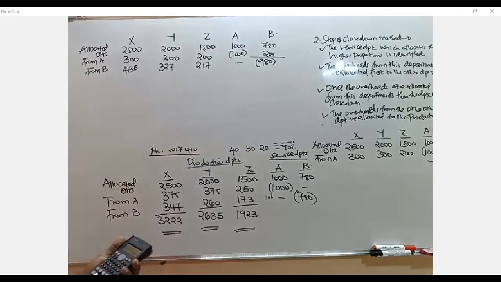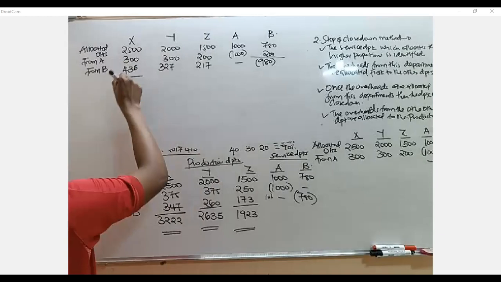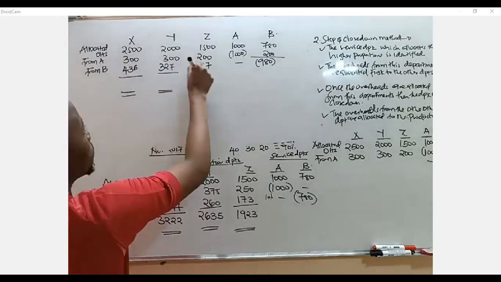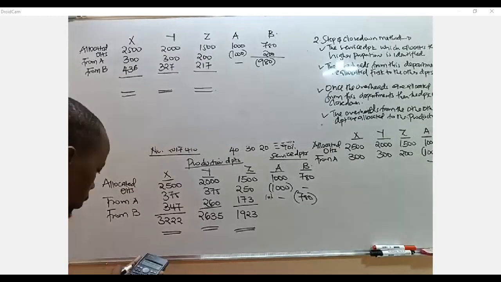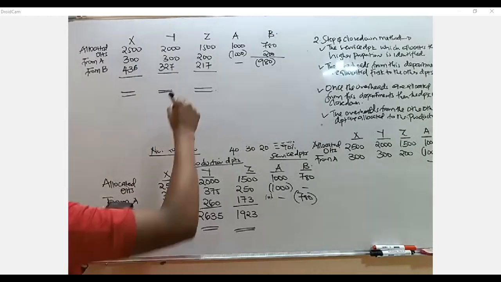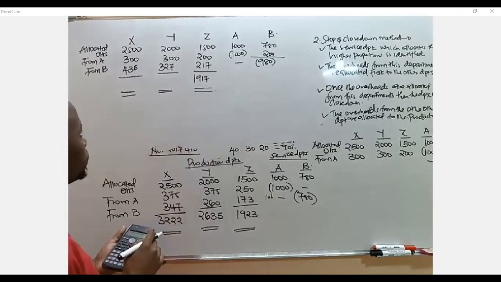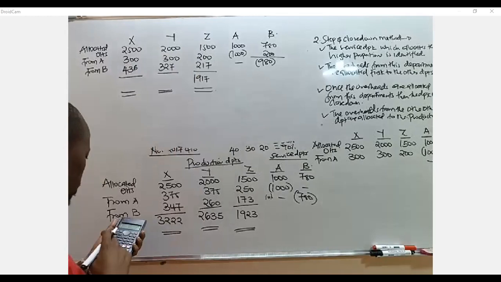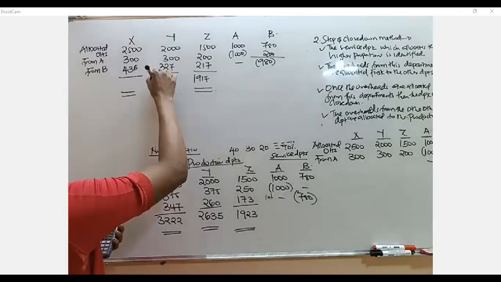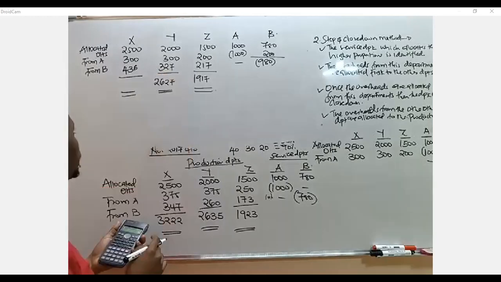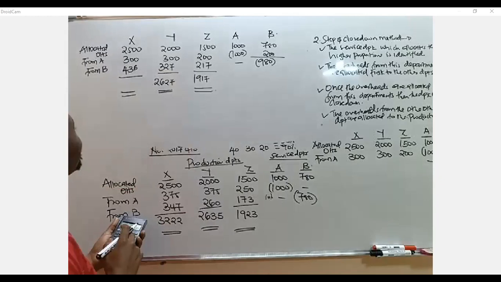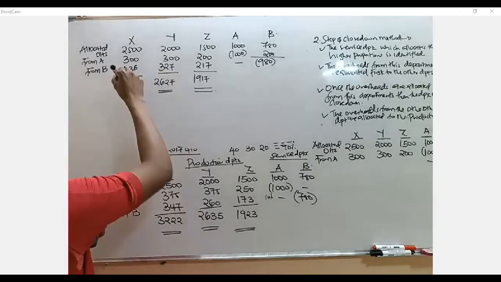Total there. So 217 plus 327 plus 436. Correct. It should be like that. Now, let me get the total for each production department. The last one will be 217 plus 200 plus 1,500. There you get 1917. The other one will be 2,300 plus 327, getting 2627. Then the first one will be 2,500 plus 736. I get 3236.